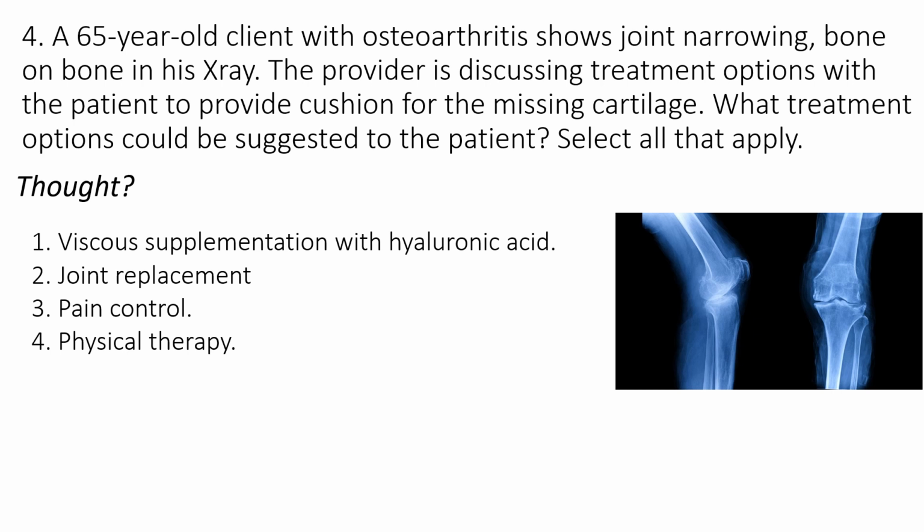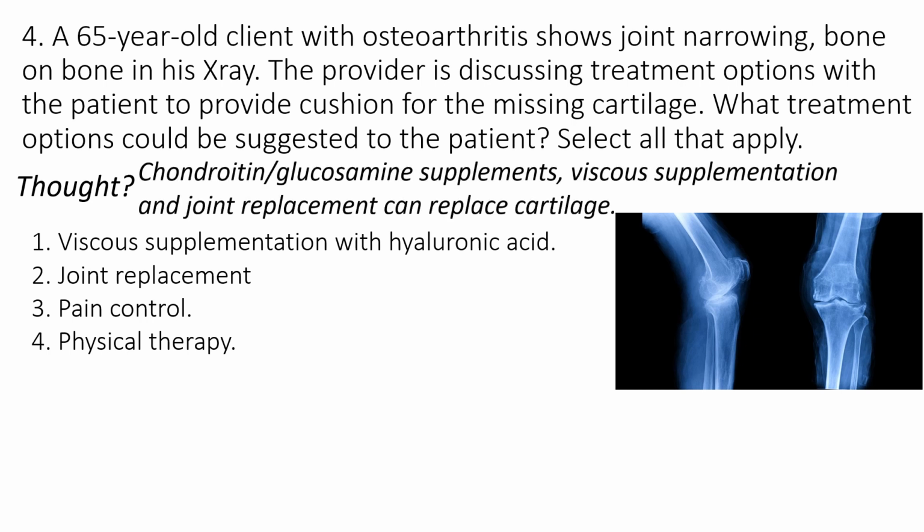And the answers here are number 1 and 2. The question says which one provides cushion, and of the treatments suggested, there are only 3 choices that try to put that cushion back there. And it's supplements, the chondroitin glucosamine supplements, viscous supplementation, and joint replacement. So numbers 1 and 2 are correct. If we pay attention to what the question is asking us, we wouldn't be picking numbers 3 and 4.